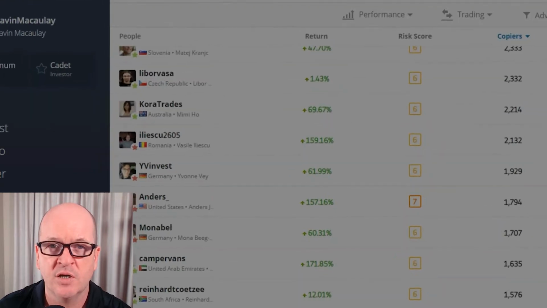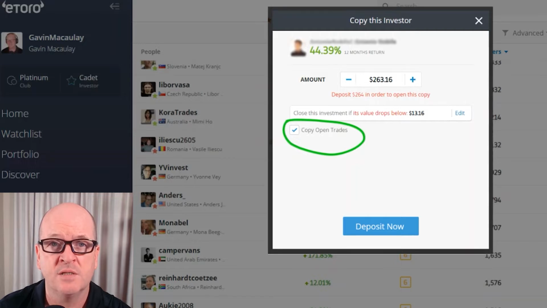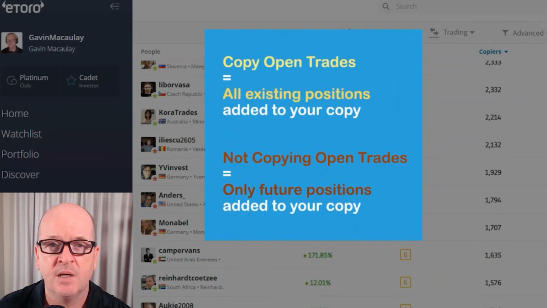Every time you start a copy, you will see a box to tick if you want to copy open trades, the default setting, or untick if you do not. Firstly, what does this mean? Well, copy open trades means that the money you're allocating to the copy will be used to purchase all the positions already in the portfolio you're copying. All existing positions the PI has will be added to your copy. This means you will quickly have a full copy of the portfolio and your money will be used up.